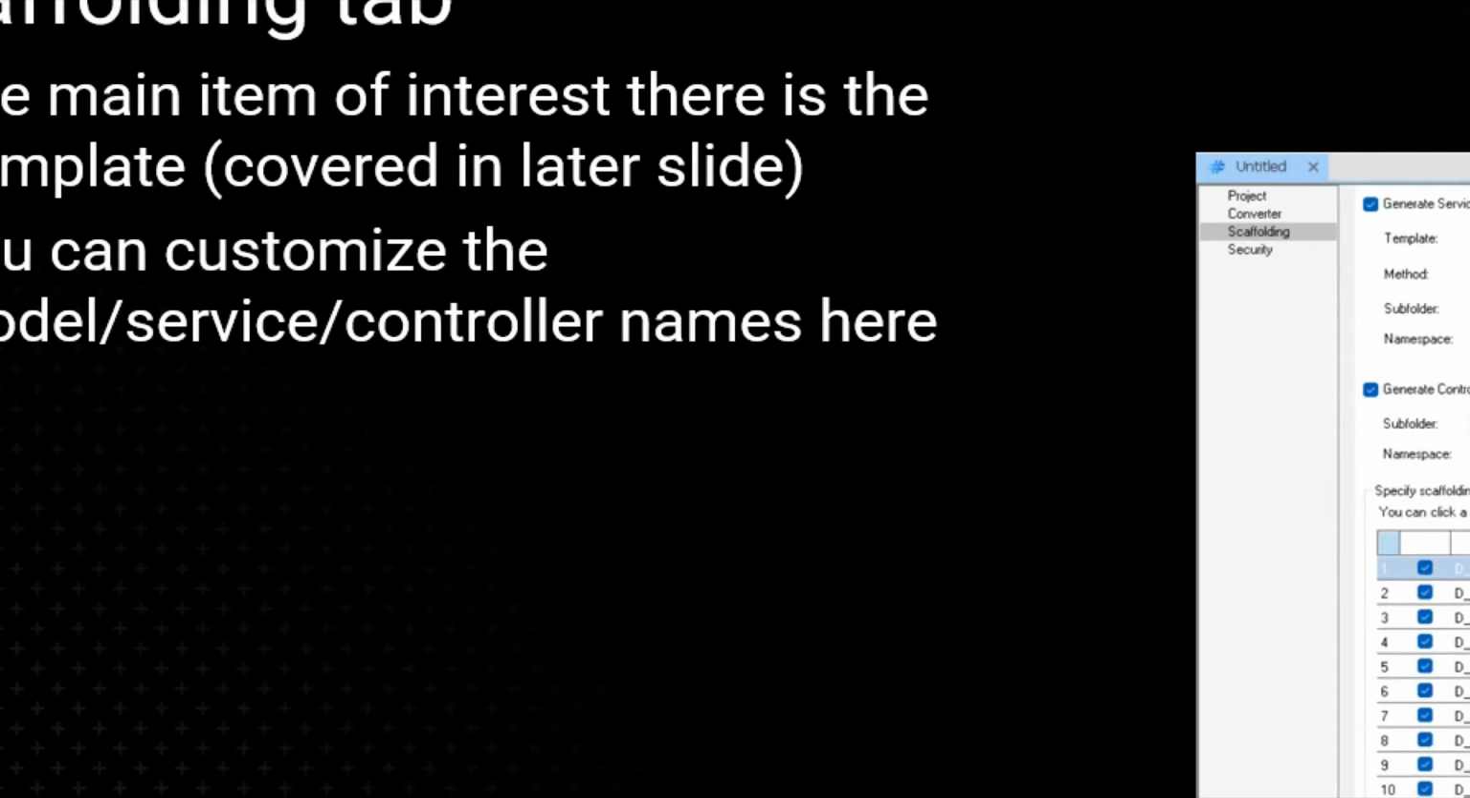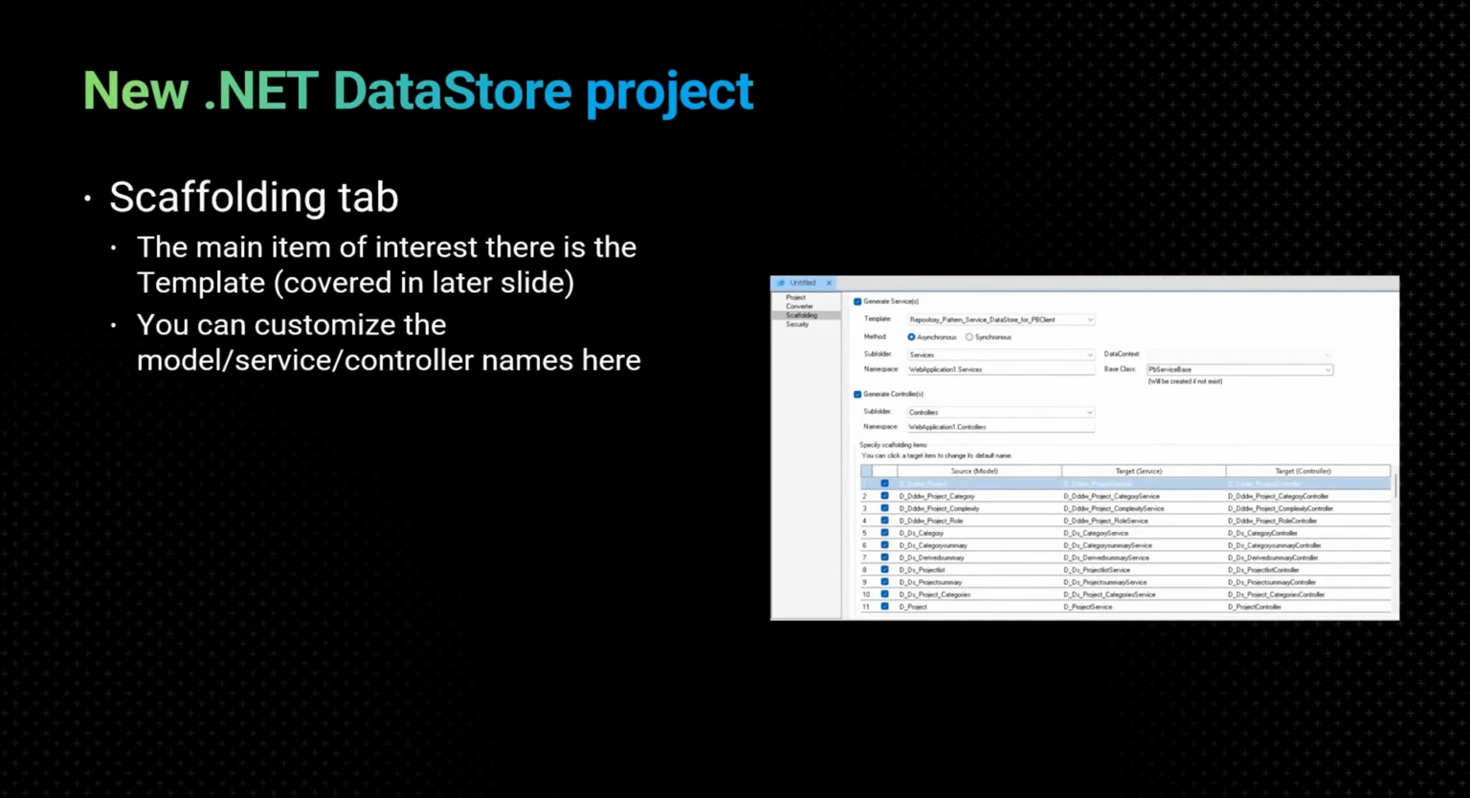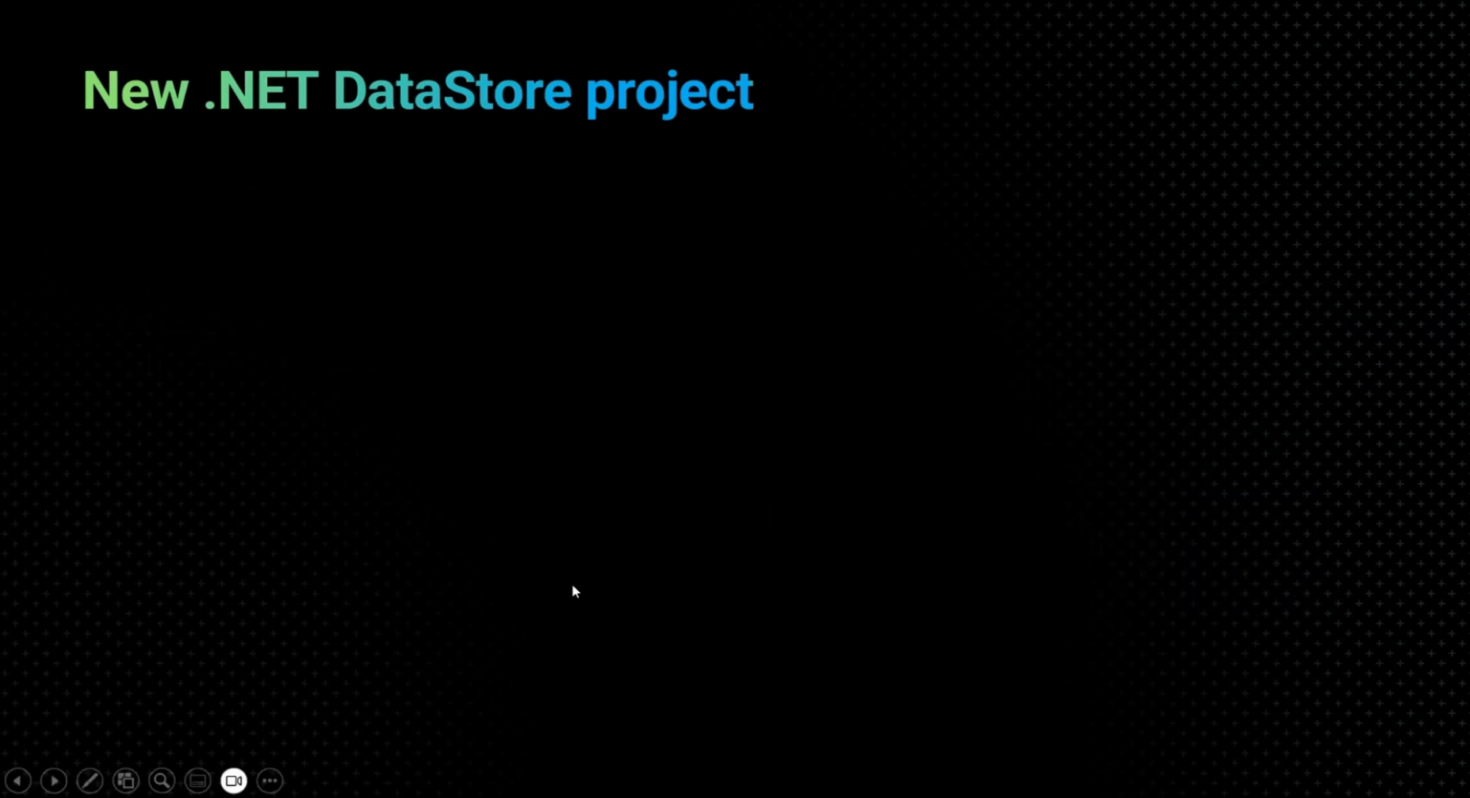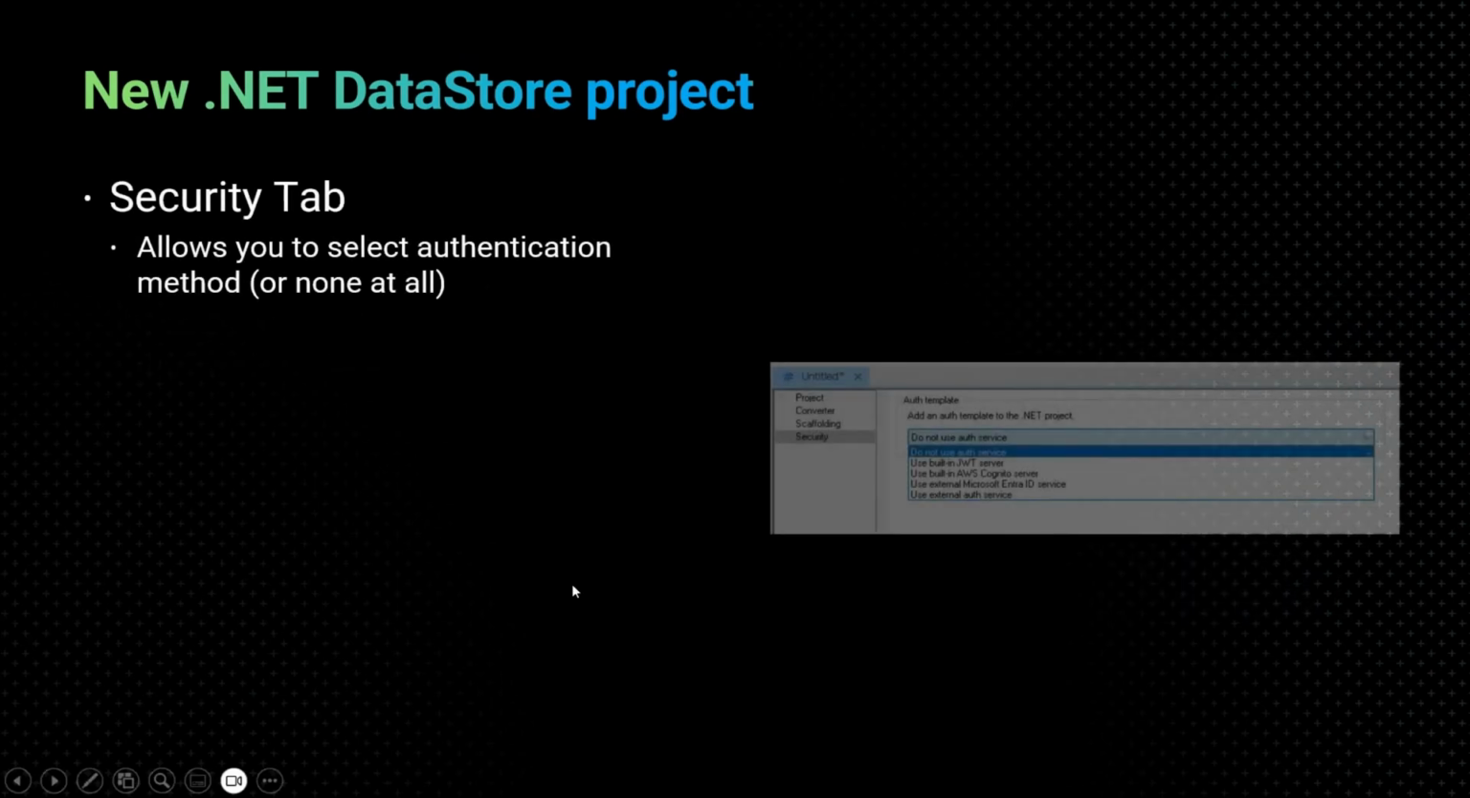If you don't want the D underscore, because it's based off the name of the data window, in front of all your services and controllers, you can go in and change that. But the really important thing here is which template you're going to use. Well, we'll get to that in a minute.